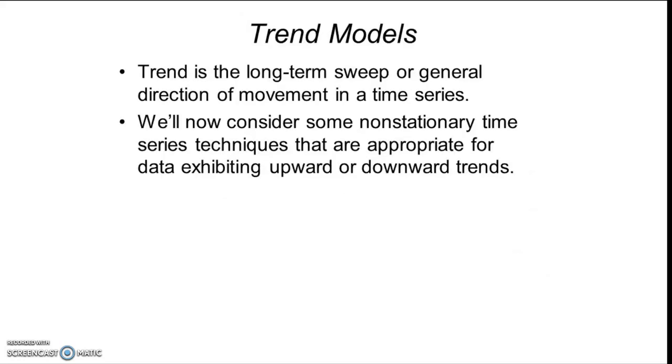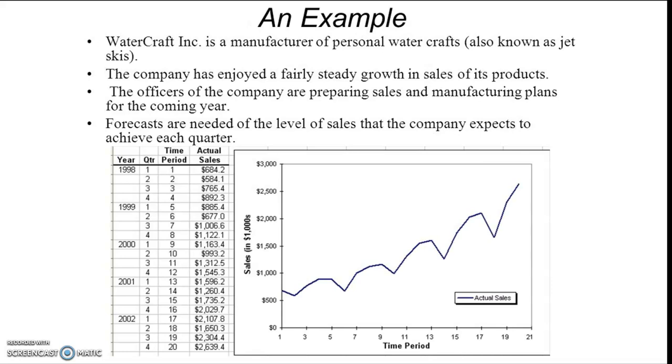And these are trend models. Trend is the long-term sweep or general direction of movement in a time series. It could be an upward or downward trend over a long period of time. So we shall now consider some non-stationary time series techniques that are appropriate for data exhibiting upward or downward trends. This is one example of an upward trend, which is the actual sales. This is quarterly data from 1998 to 2002.